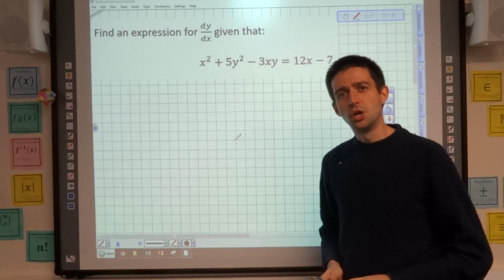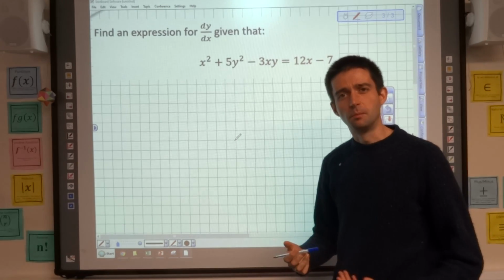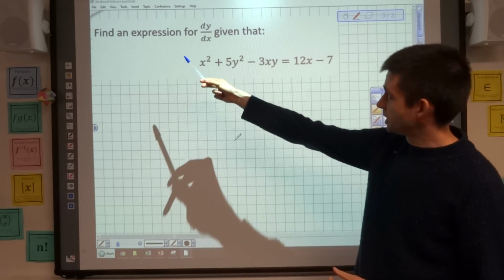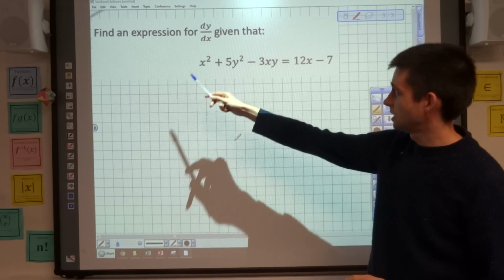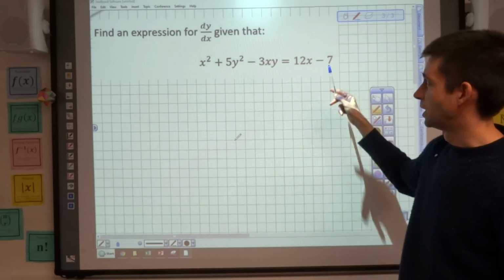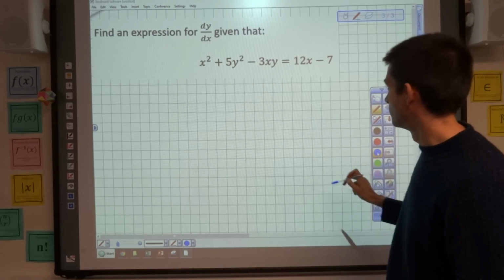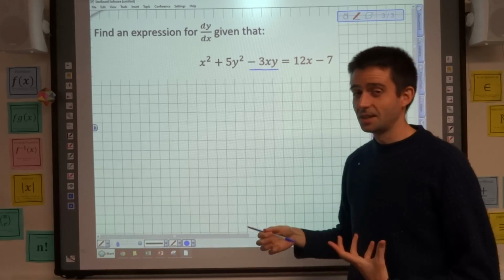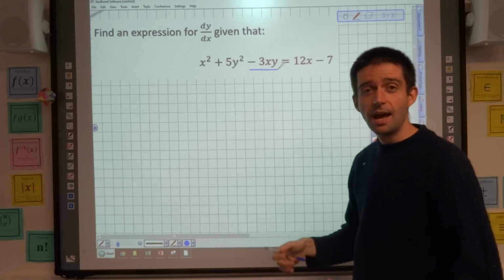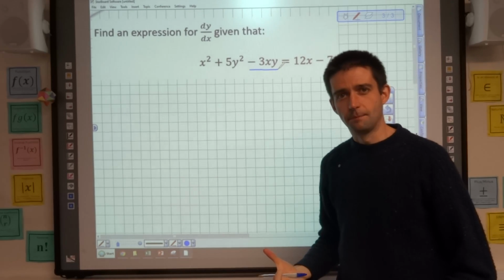This is part 2 of the lesson on implicit differentiation, and in this video I'm just going to be going through a second example with some more complicated differentiation in there. So here I have, find an expression for dy dx given that x squared plus 5y squared minus 3xy equals 12x minus 7. And we're looking at the bit that's different about this to the previous example. It is that here I have this negative 3xy term, which is a product of x and y, and I'm just going to have to think carefully about how I'm going to differentiate that.